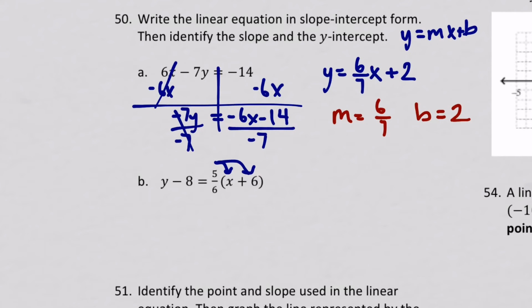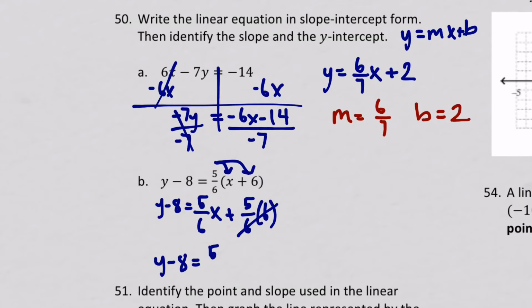If you do that, you're going to have y minus 8 is equal to 5 over 6x plus 5 over 6 times 6. With 5 over 6 times 6, the 6's will cancel, leaving you with just 5. So what you have is y minus 8 is equal to 5 over 6x plus 5. No fractions.